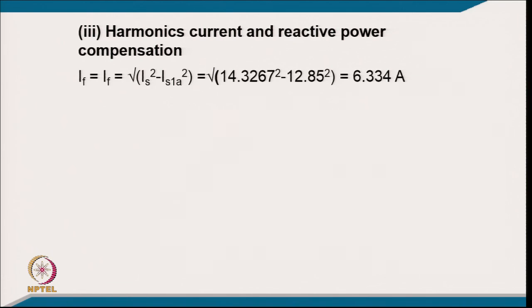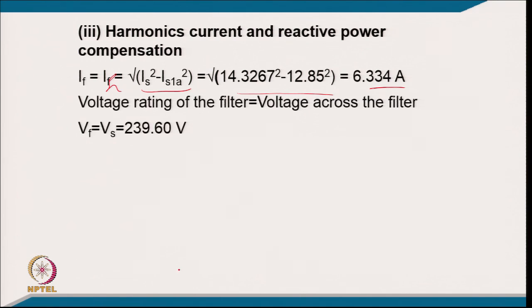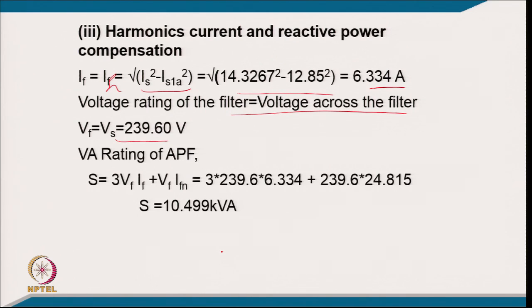Now, coming to the shunt active power filter rating for harmonic current and reactive power compensation, IF equal to IH, and that will be root of IS square minus IS1 square. Putting the value, it comes 6.334 ampere, and the voltage rating of the filter is the same, Vf equal to 39.6 volt, and the VA rating will be 3 Vf IF plus Vf IFM. Putting the value, it comes 10.499 kVA.